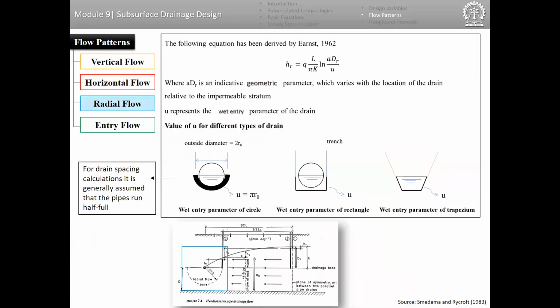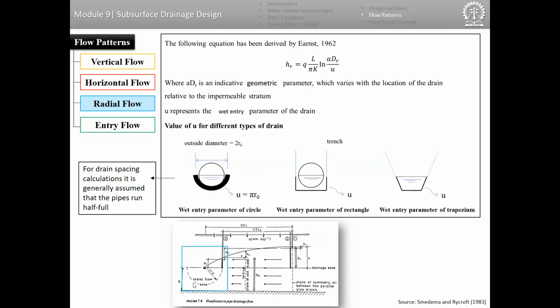Coming to the next flow pattern, there is the radial flow pattern. Ernst in 1962 derived an expression for head loss due to radial flow, which is given by this equation: HR is equal to Q L by pi K, natural log of aDR by u, where Q is your recharge or design discharge, L is your spacing, K is hydraulic conductivity. aDR is a term related to geometric parameters, and that varies with the location of the drain relative to the impermeable layer.